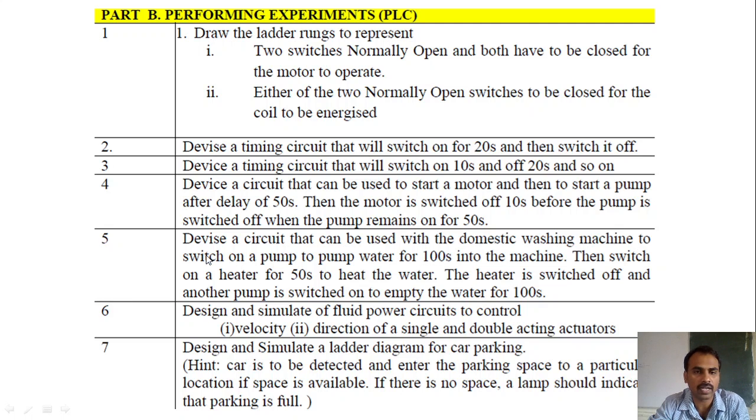Here is one timer experiment which is used in a domestic washing machine, and then fluid controlling using PLC, that is, we are going to control the velocity and the direction of single acting and double acting actuators or cylinders. And the next is an application level program, that is, design and simulate a ladder diagram for car parking. So these are the things which you are going to see in the next few sessions.